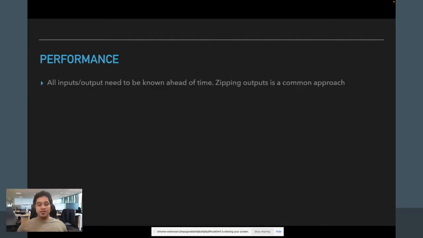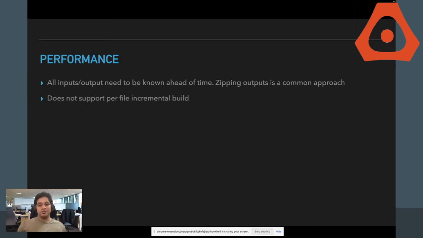And at the same time, in order to do this, all the input must be known ahead of time. That means on Gradle, it is common to have a folder where you write a lot of files and then give the files blindly as input to another task. But that is not the case with Bazel. All the inputs need to be known ahead of time so that Bazel can be very smart in compile avoidance or performance. And zipping outputs is a common approach when you don't know the file names in advance.